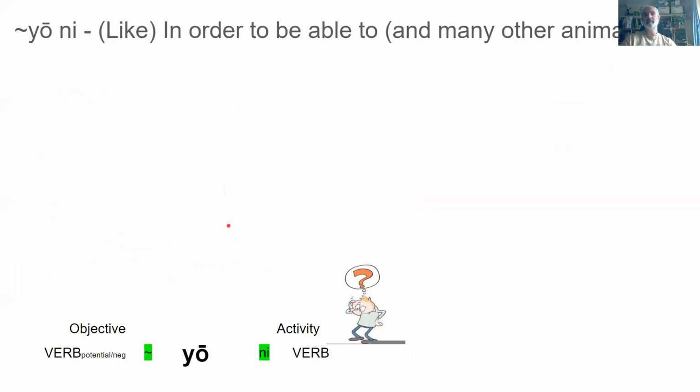Okay, so we spent some time doing tameni to talk about the purpose or benefit of. There is an alternative version of tameni which doesn't have the same regulations that tameni has, which is yoni, which means like or in order to be able to. In fact, yoni has got multiple uses, and we'll look at these much later on in the course. But for today, I'm going to talk about yoni, meaning in order to be able to.